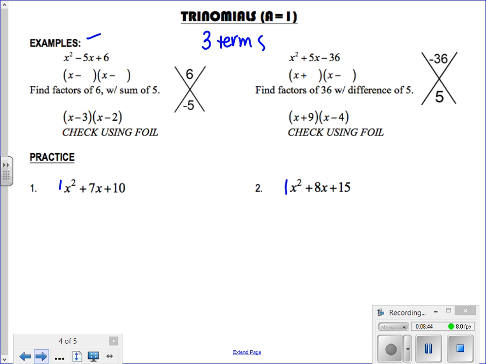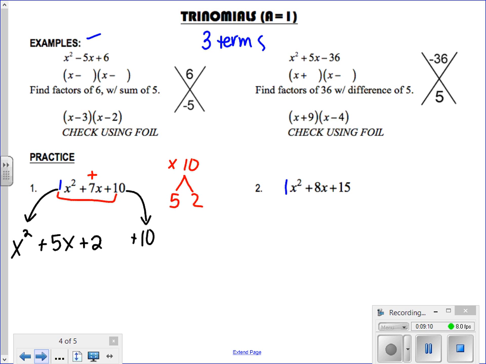When I factor these, I'm going to use split the middle. I'm going to multiply 1 times 10, and I need to find 2 numbers that multiply to 10 and add to 7. Well, that seems to be 5 and 2. When I split the middle, I bring down the first term, x squared. I bring down the last term of 10, and I split the middle with the 5x and the 2x.